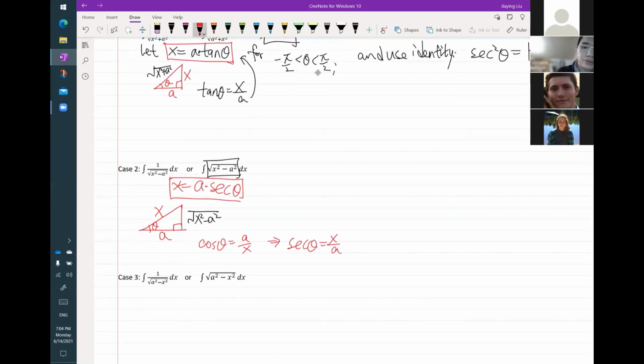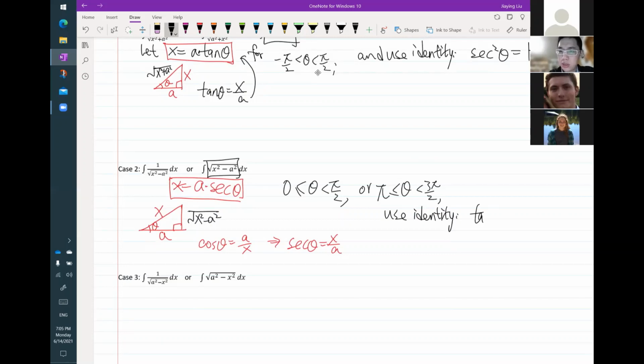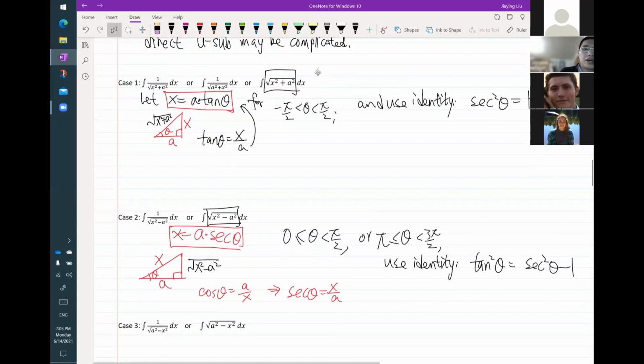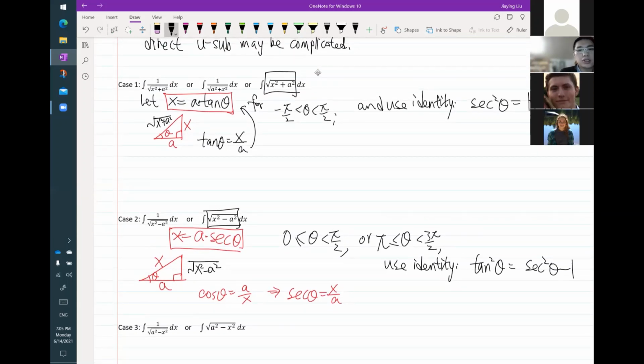Just 3 cases. For this case, theta is from 0 to pi over 2, or we can have theta from pi to 3 pi over 2. And then in this case, we're going to use the identity tangent squared theta equals secant squared theta minus 1. All right, but that's just something to keep in mind: every time you see the square root of x squared minus a squared, think about the substitution x equals a times secant theta.